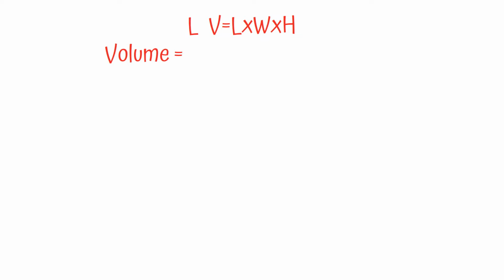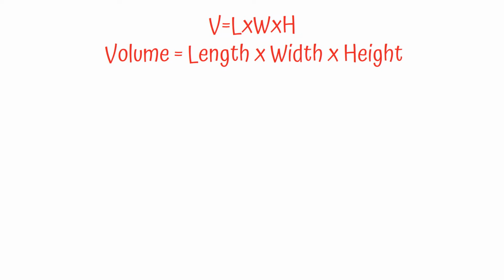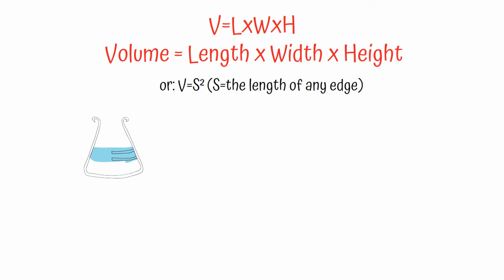Now that we understand what a cube is, let's take a look at the volume formula. So the volume formula is V equals L times W times H, which is length times width times height. And we also use V equals S squared. The S stands for the length of any edge.